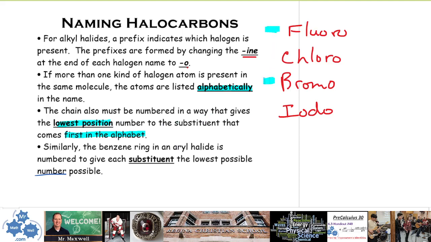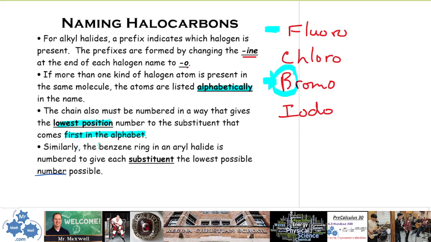We'll go over this with examples, but if you were to have a fluorine on a chain and a bromine on a chain, you would have to name the compound with the bromine first because it comes first alphabetically. And when you're numbering the carbons, the lowest number carbon has to go with bromo because it's first in the alphabet. That will become very clear in the next few minutes as we do some practice.